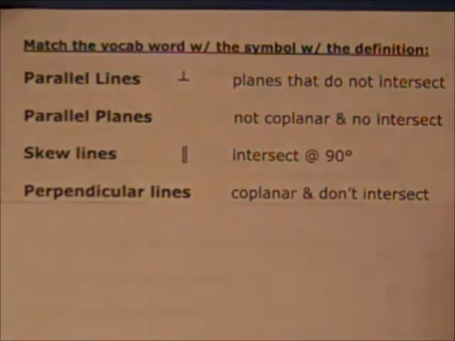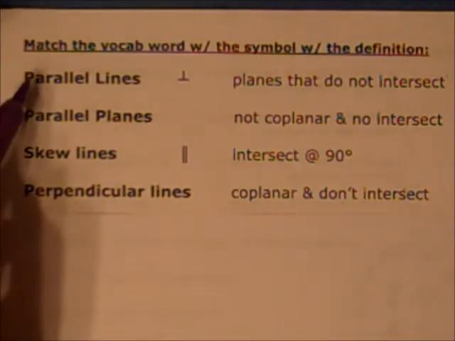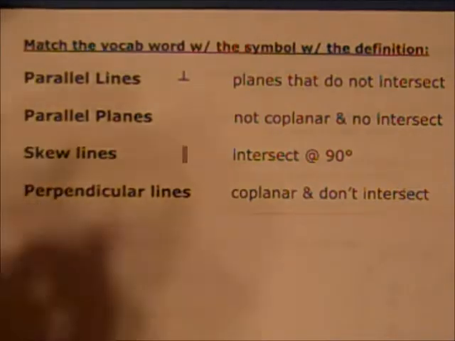Okay, so we're starting chapter 3. In chapter 3, especially section 1, is very heavy in the vocabulary. So if you don't have your vocabulary grid out, take a second and pause and go get it for a minute. Okay, so the first four are our first four vocabulary words here: parallel lines, parallel planes, skew lines, and perpendicular lines.